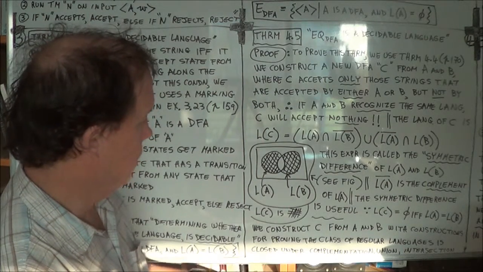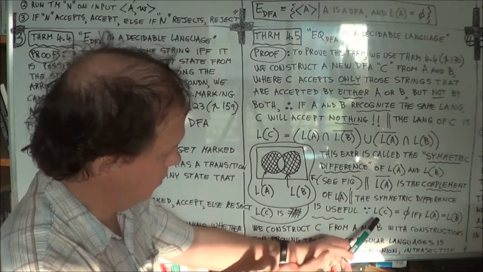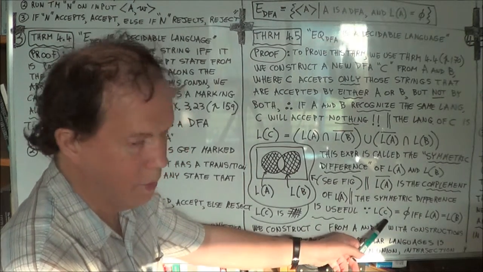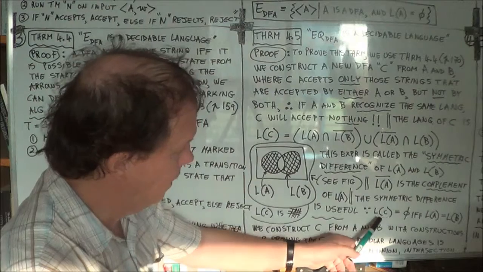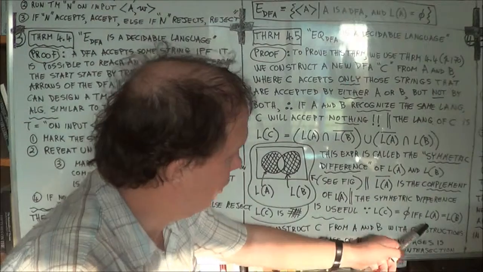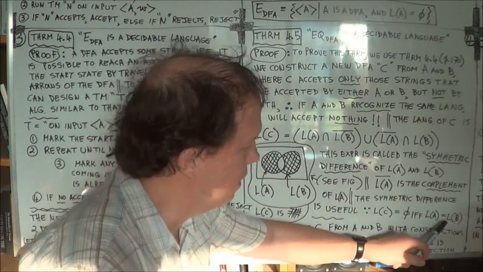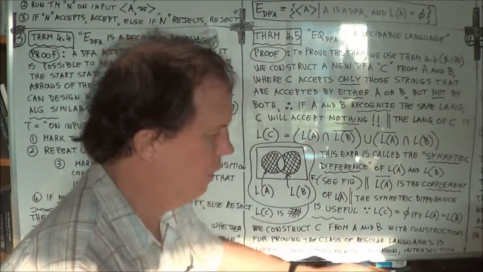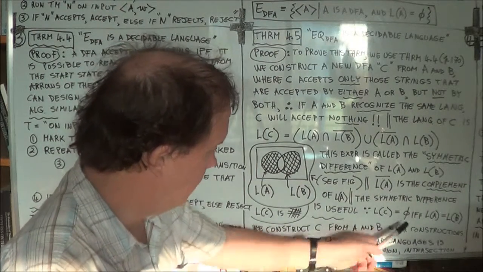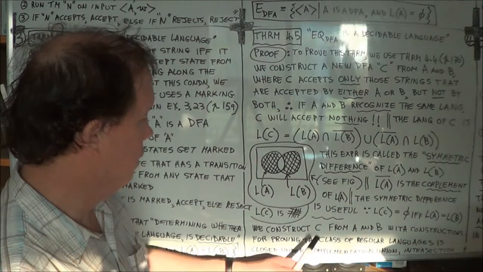Now, why is it useful to do this? Well, as I was saying a bit before, the language recognized by DFA C will be the empty set. It recognizes no strings if and only if LA equals LB. So the language recognized by A is the same as the language recognized by B.